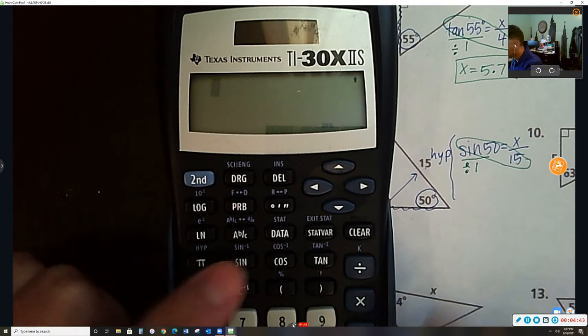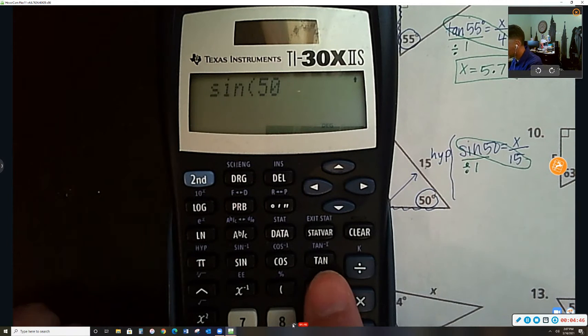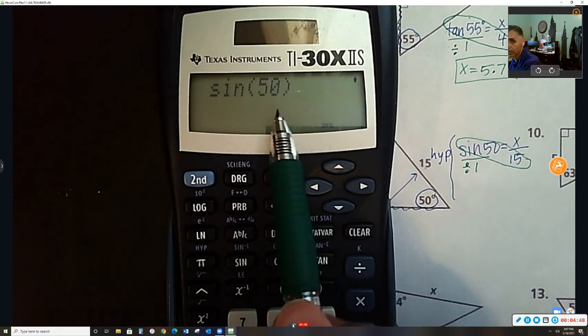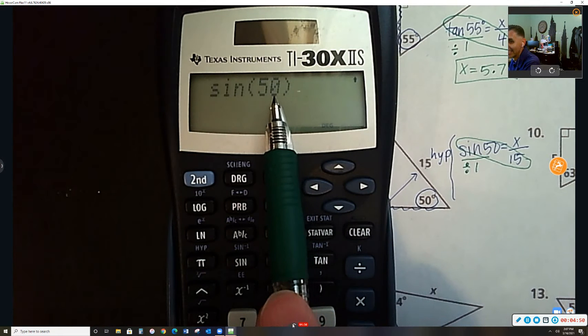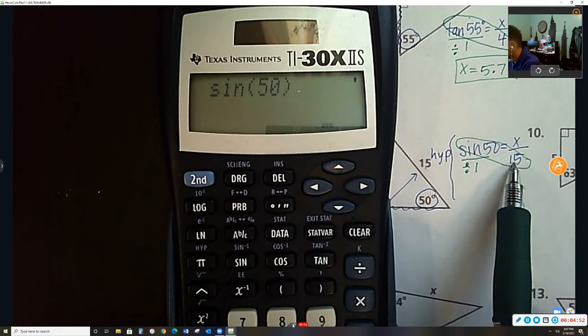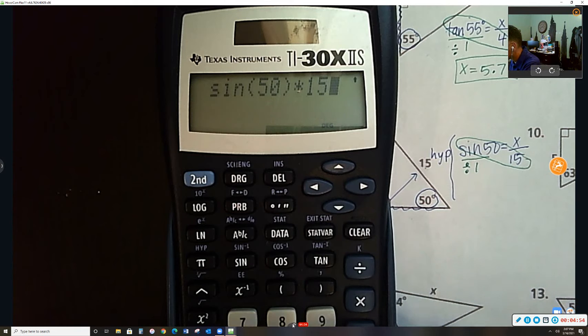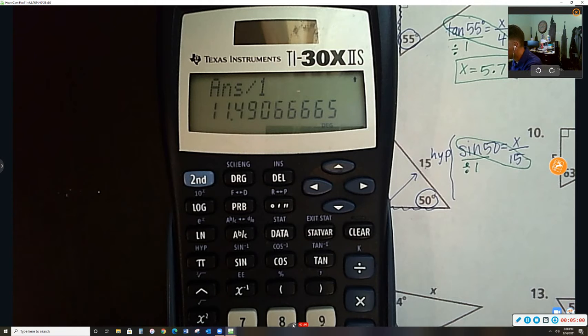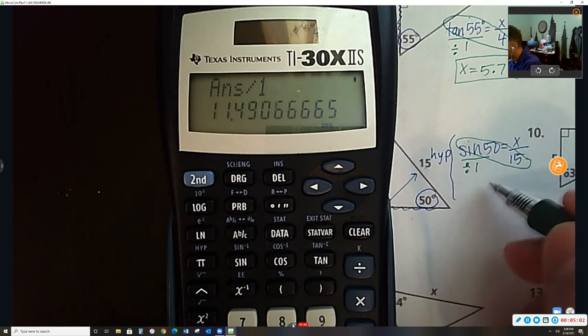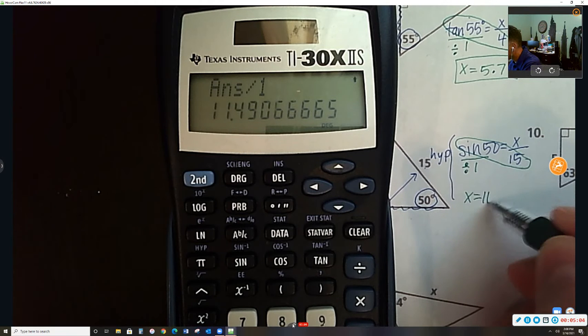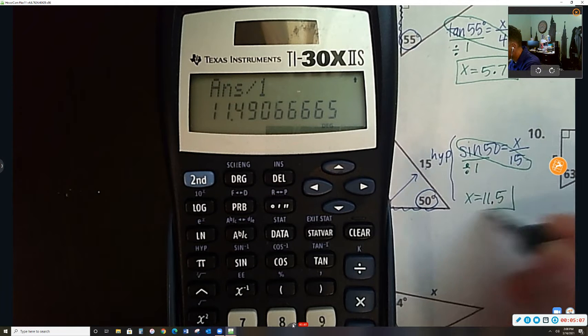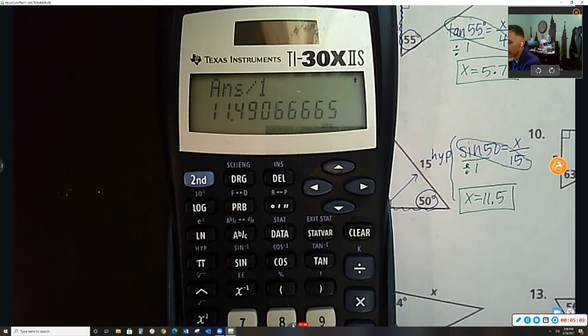So watch. Sine of 50 degrees. Remember, close the parenthesis. If you don't close this, it's going to be wrong. And then times 15. You get that value, take that and divide it by 1. It doesn't change it. It's 11.5 actually. So then that's 11.5. Okay, we're going to go back up to the top and do the other ones.